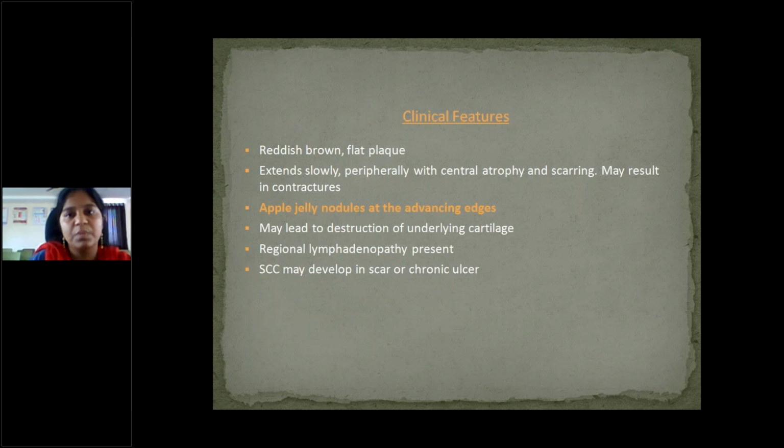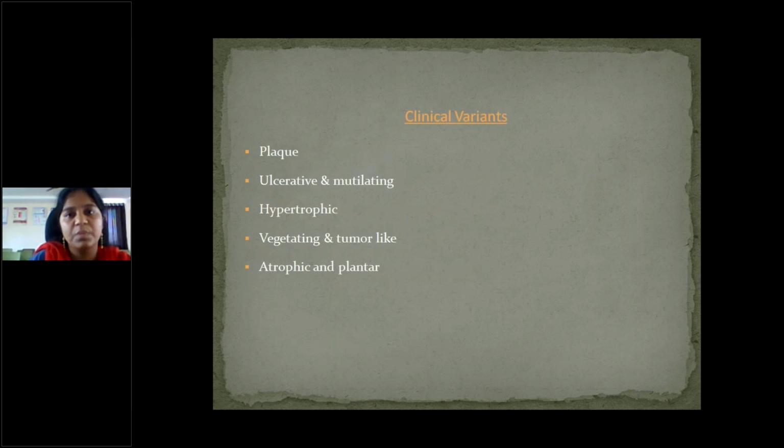Clinical features: a reddish brown plaque extends slowly peripherally with central atrophy and scarring, which may result in contractures. Apple jelly nodules at the advancing edges can be seen. This is very characteristic and very important to diagnose. It may lead to destruction of the underlying cartilage. Regional lymphadenopathy is present, and squamous cell carcinoma may develop in the scar or the chronic ulcer. So there is a chance of malignant transformation in this condition.